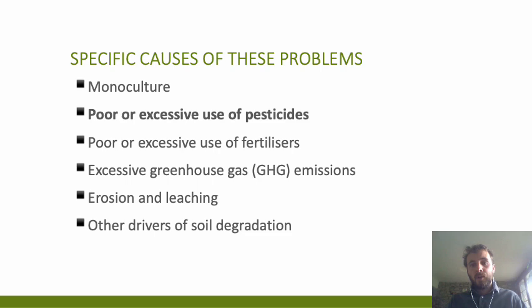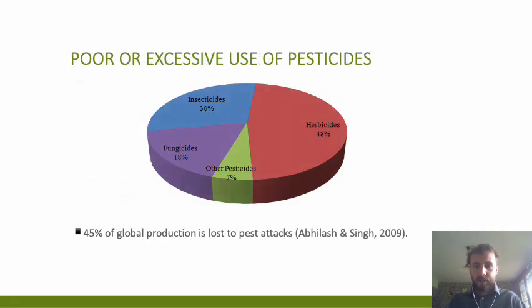A second cause of the problems of agriculture is the poor or excessive use of pesticides. So pesticides are products that allow us to kill the different pests and diseases that we have on our farm. And according to Abilash and Singh, we have about 45% of the global production which is lost to pest attacks. So clearly, pesticide can really help us to produce more and to protect our crops.